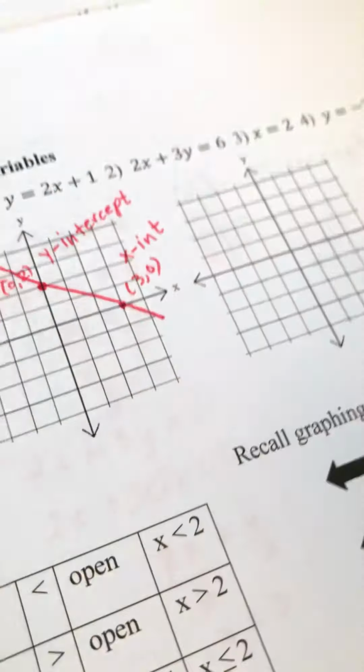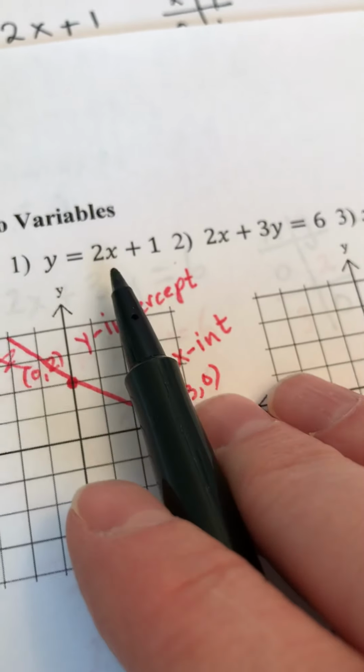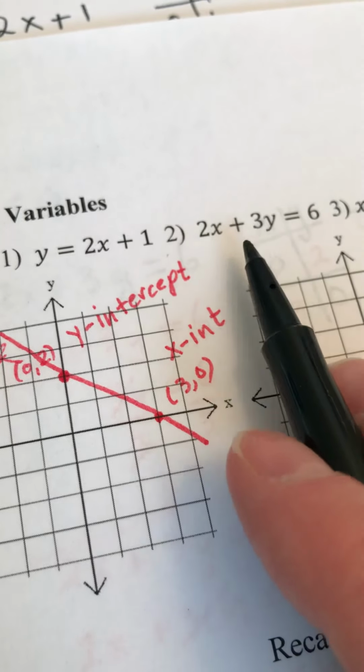Now let's look at number 3. X is equal to 2. Now this one's special. So these are kind of all the types. You get a y equals this form. You have where the x and y are on one side, and I use intercepts on that one. And x equal 2 and y equals negative 2.